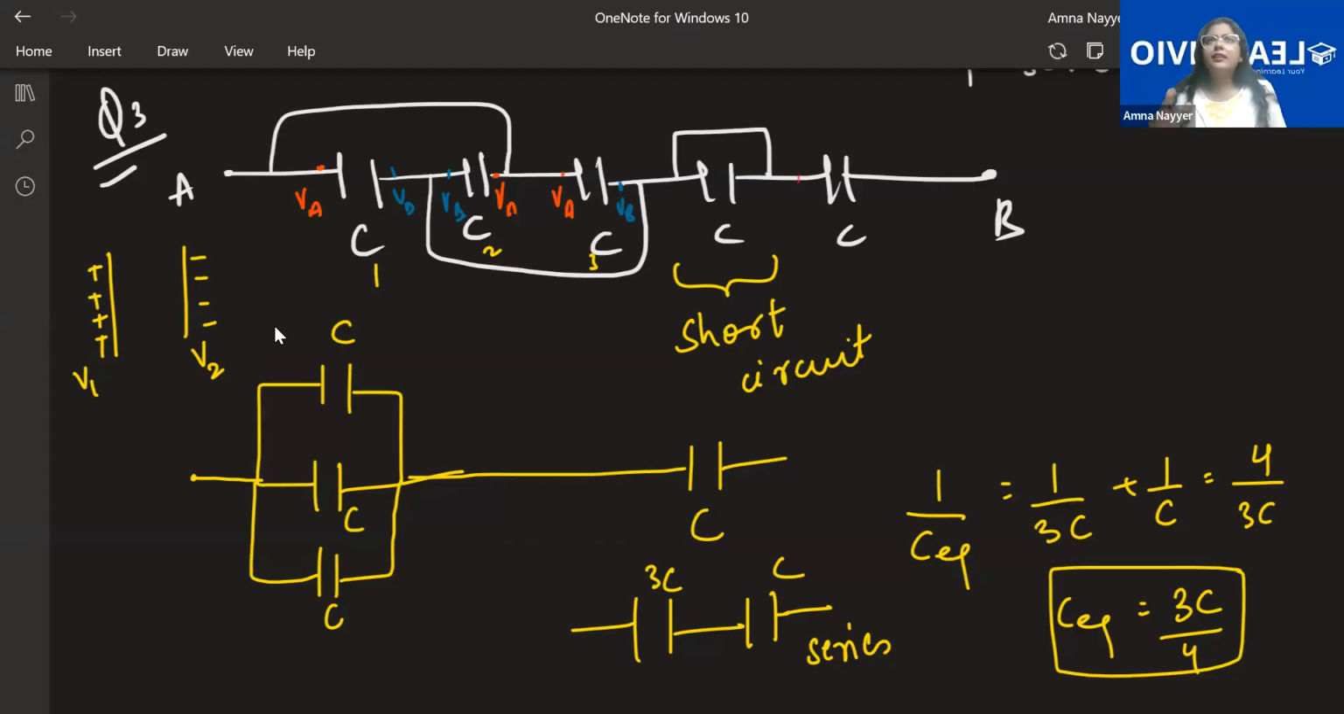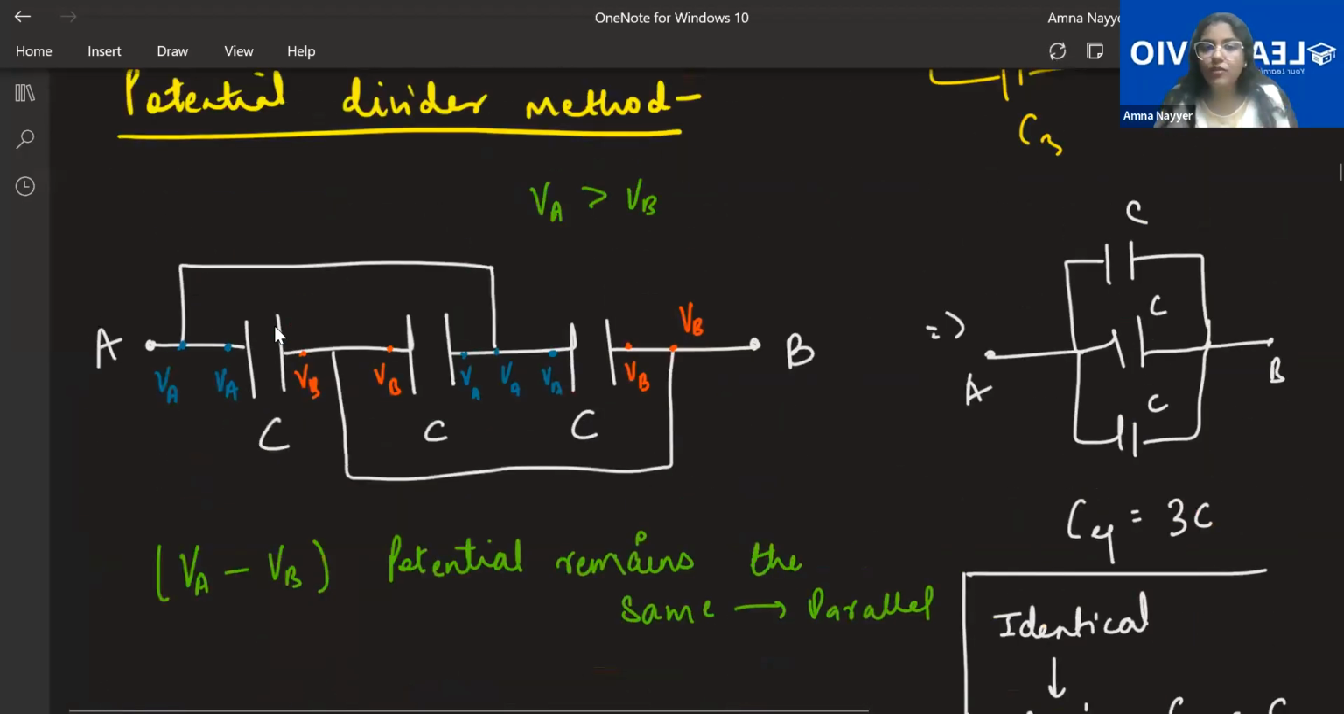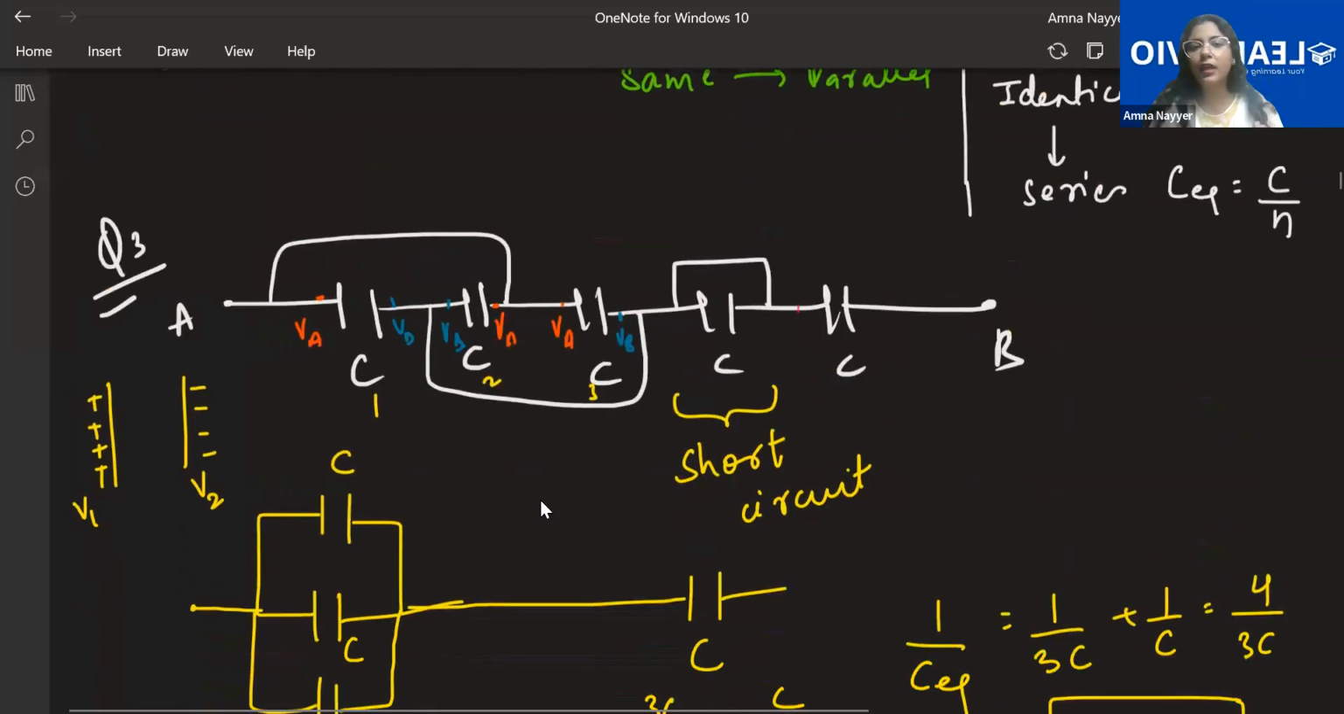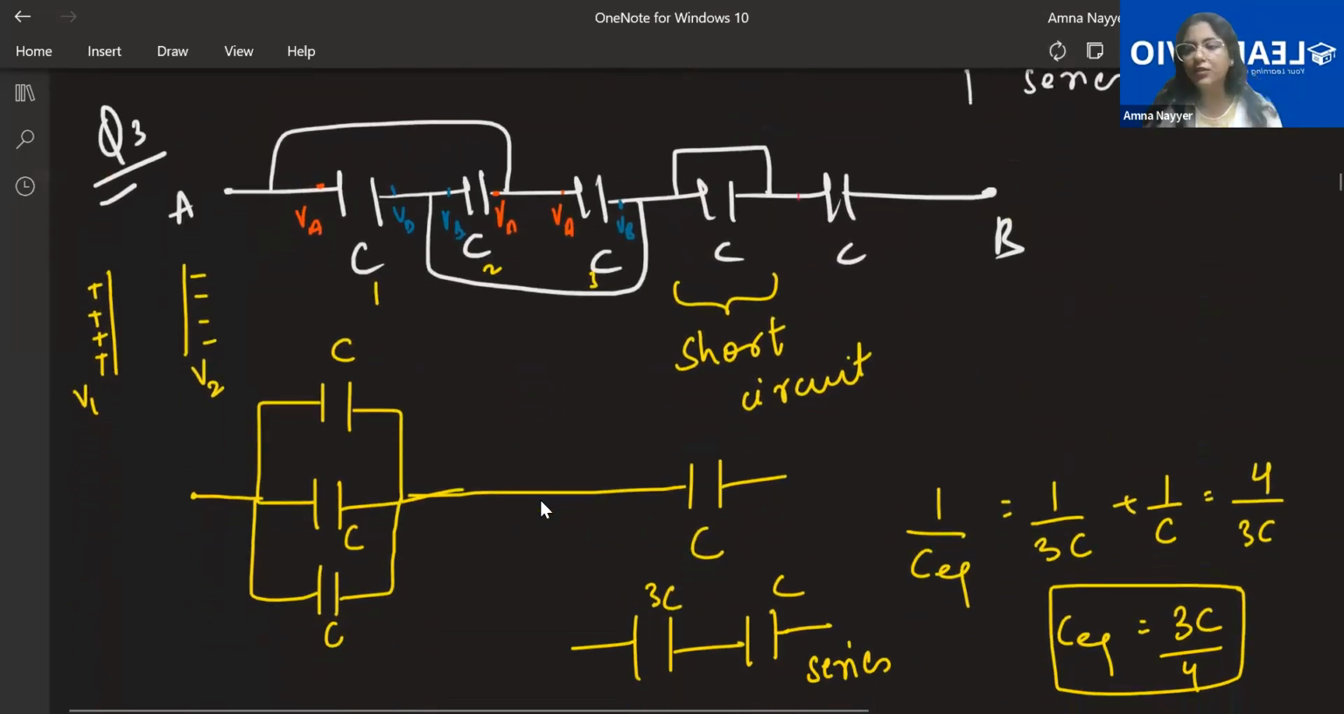Circuits have a lot of techniques to solve. Even when you study for your competitive exams, various methods are there. Symmetry method is there, this method, that method. So this potential divider method is exclusively valid for this circuit only. For a complex circuit, when potentials will not be there or if they are the same, we'll not use the potential divider method. We'll use some other method.